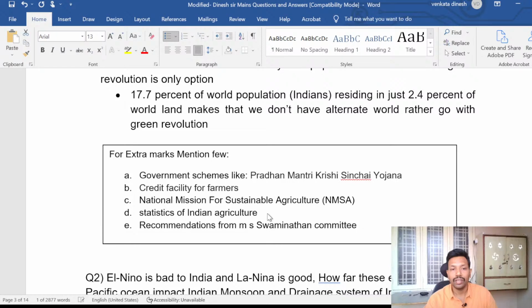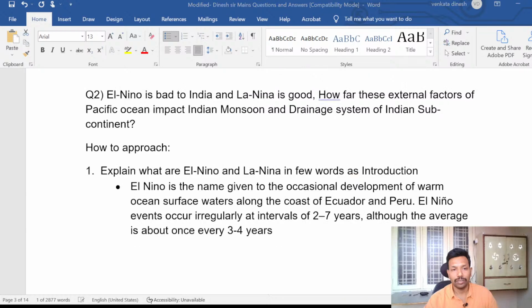Second question is where we have El Nino and La Nina. That is very important. El Nino is bad to India and La Nina is good. How far these external factors of the Pacific Ocean impact Indian monsoons and the drainage system of the Indian subcontinent is your question.